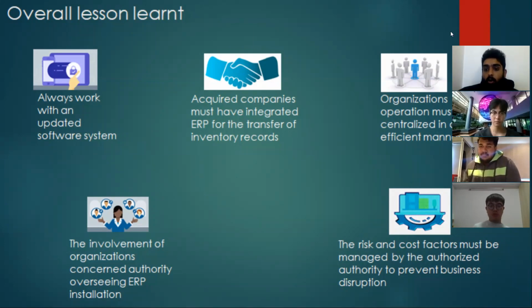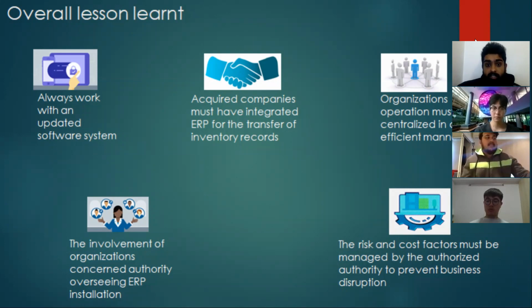The organization's operations must be centralized in an effective manner so the concerned authority can oversee them. The involvement of the concerned authority overseeing the ERP installation is really important, because failure to implement the ERP could result in business disruption. Also, the risk and cost factors of the ERP installation are quite high, so it's necessary for the concerned authorities to look at it.